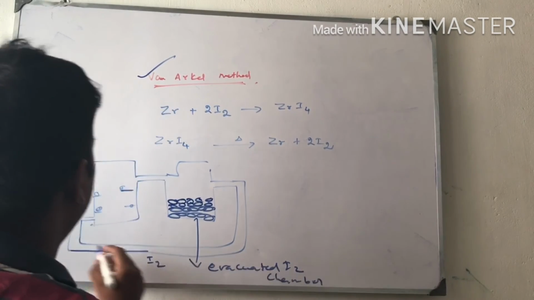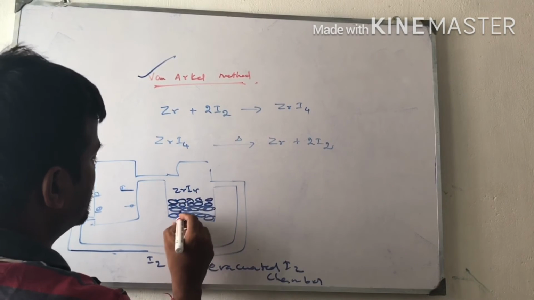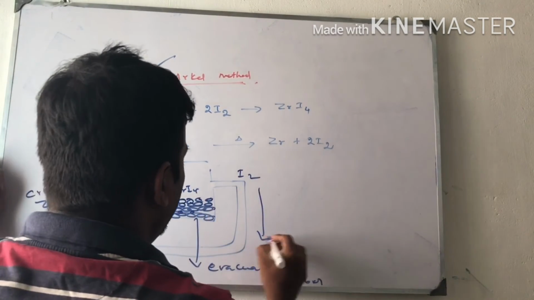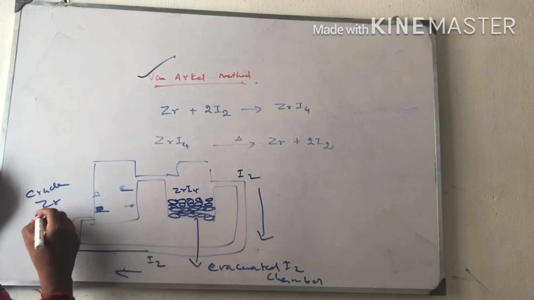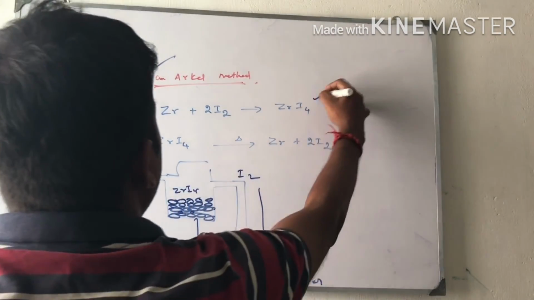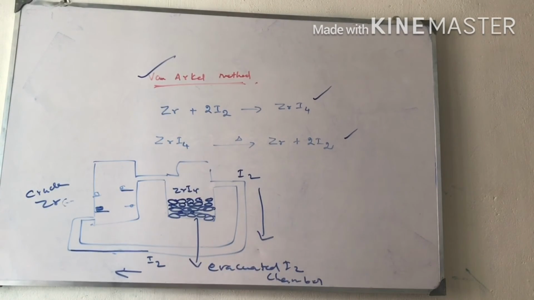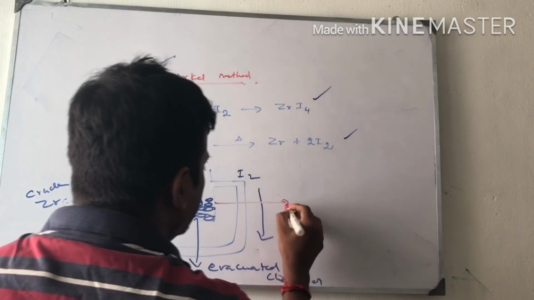This iodine chamber allows the zirconium to form ZrI4. This Zr will be filtered here and I2 gas is again passed through. I2 reacts again with the crude zirconium. Like that, it will happen. It is similar to the Mond process. The zirconium will be stored here as zirconium pellets, and impurities are stored in this fractionating column.